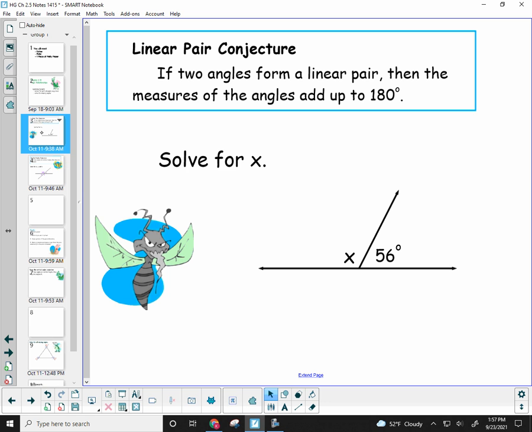Okay, so what did you get for x? 124 degrees. Questions on how to get that?